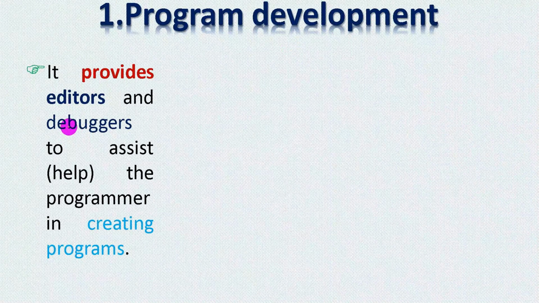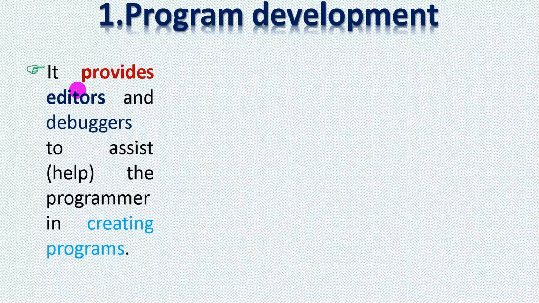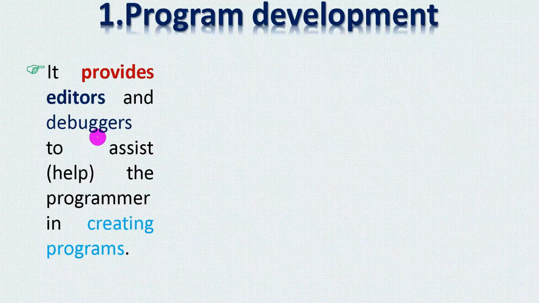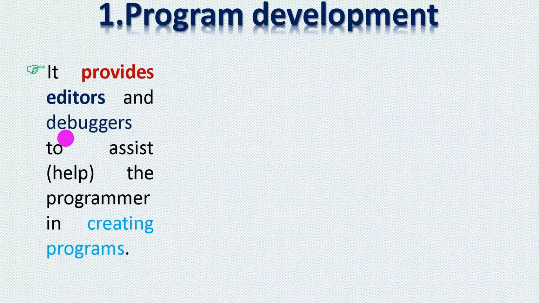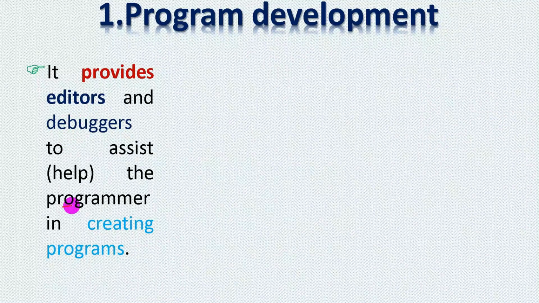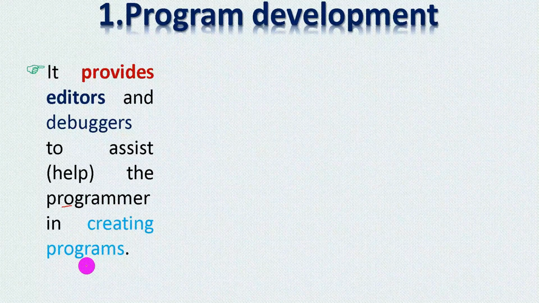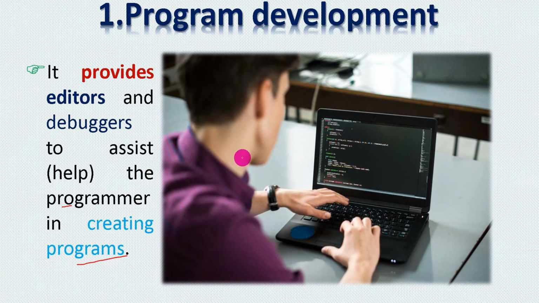In order to write C++ programs, we need an editor, Code Blocks. So this editor application is provided by operating system, and the debugger, if there is any error, helps to fix it. We need a debugger. That's a built-in software. The programmer is a person who develops application programs. We call it programmer in creating programs. For instance, as you have seen here, there is one programmer. He developed a program with the support of editor and debugger. This is the basic and common service of operating system, which is program development.